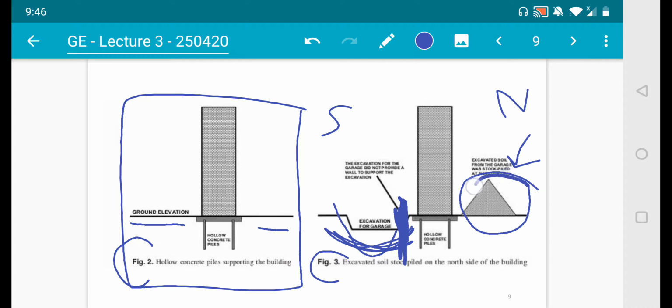So you have some loading on the north side, and on the south side you excavate without proper supporting walls to support this building. So this thing topples like that. Very simple schematic diagram.